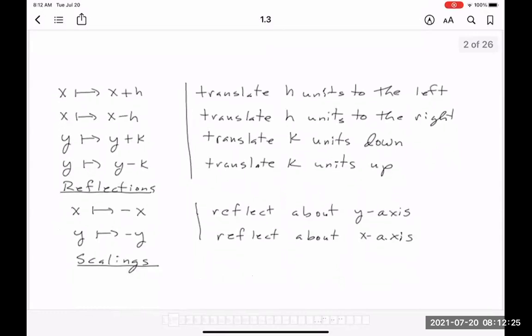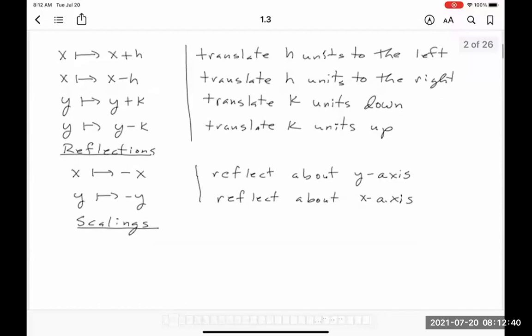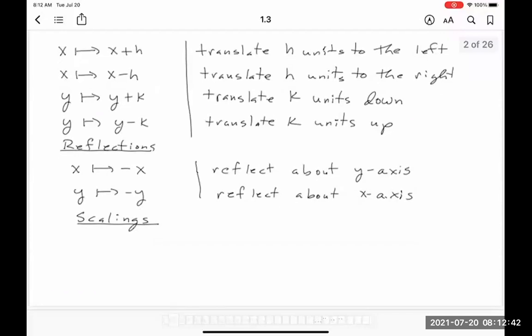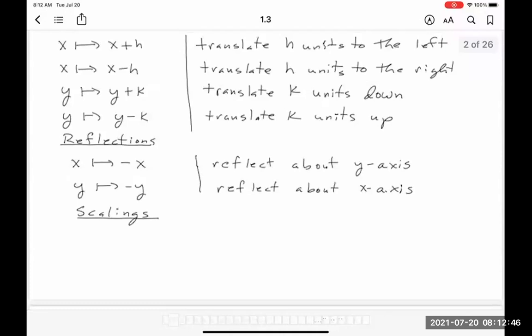So if I replace x by x plus h, I'll translate my original function by h units to the left. Similarly, if I replace x by x minus h, then I will translate by h units to the right. I'm going in the opposite direction.